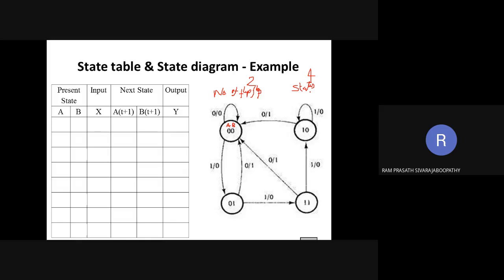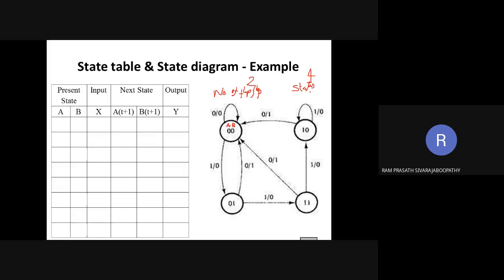Okay, if I am having 8 states, how many flip-flops do we need? 2 to the power what is equal to 8? n equal to 3. Clear? So number of flip-flops is related with the number of states.